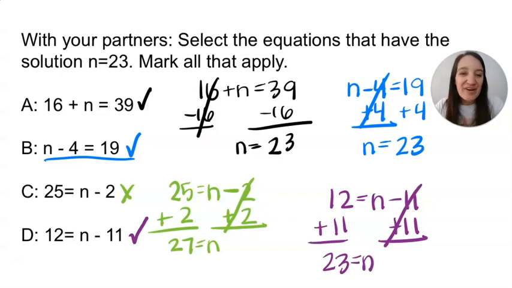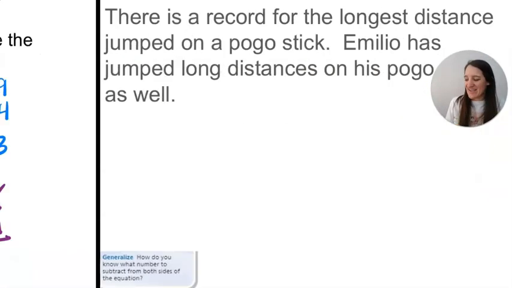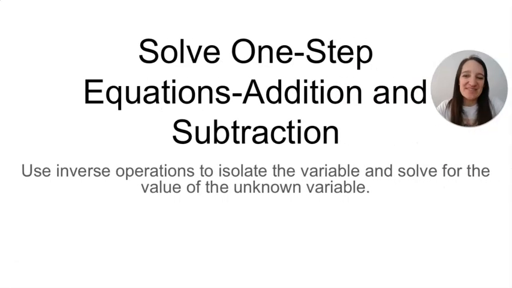So 3 of them were correct. The other one was not. That is solving one-step equations.